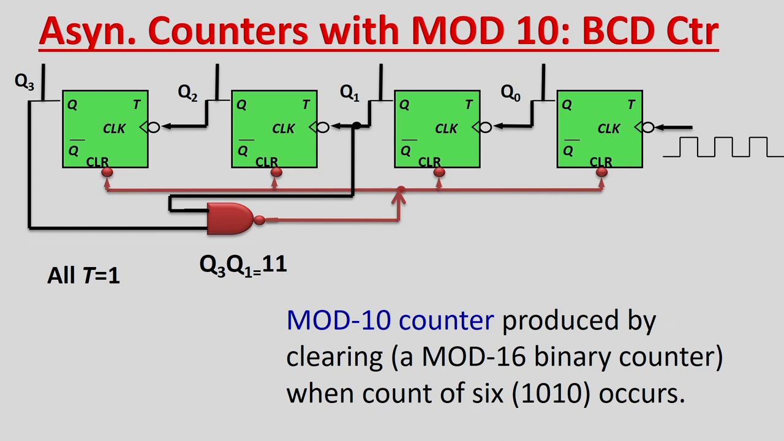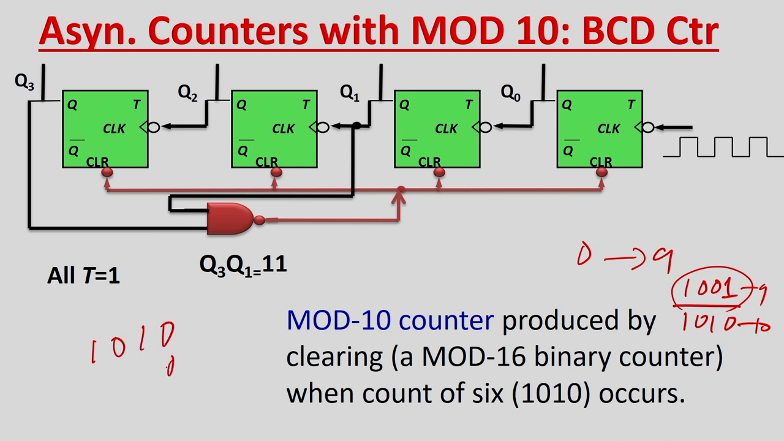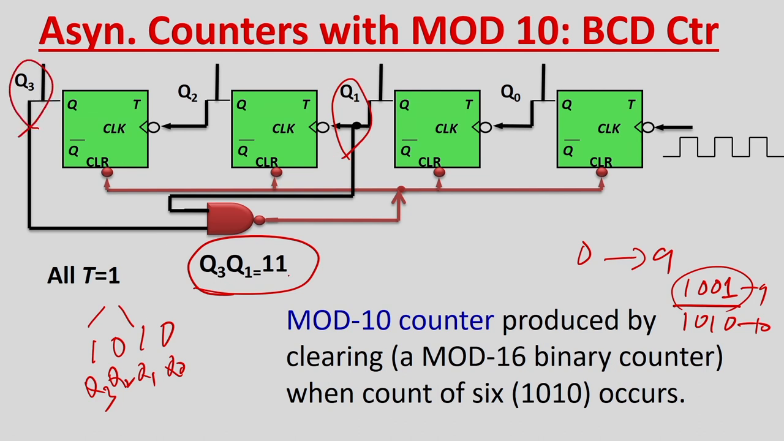This is the design of a mod 6 counter, and now the design of a mod 10 counter, with a similar philosophy. What is a mod 10 counter? Mod 10 means it can go from 0 to 9, and whenever 1001 happens, that is 9. Then the counter produces 1010, which is the value of 10, with bits Q0, Q1, Q2 and Q3. So, clearly if Q3 and Q1 are equal to 11, then just reset it. Here also, you take Q1 and Q3, and whenever these two values are equal to 11, simply reset all the T flip-flops.